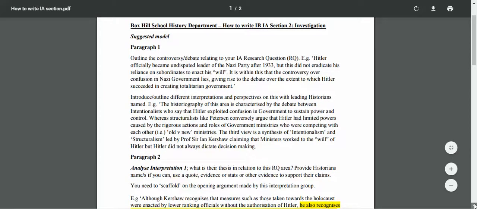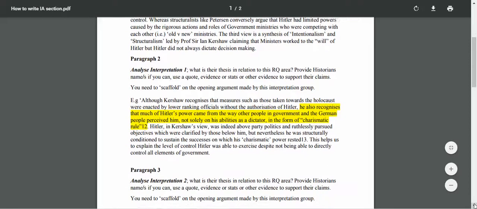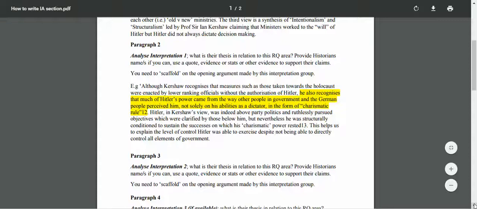So that's really what you're looking at in your first paragraph. In the opening paragraph, you're looking to establish the research question, establish the context around it, and establish the debate, proving that there is a debate surrounding the question that you have chosen.